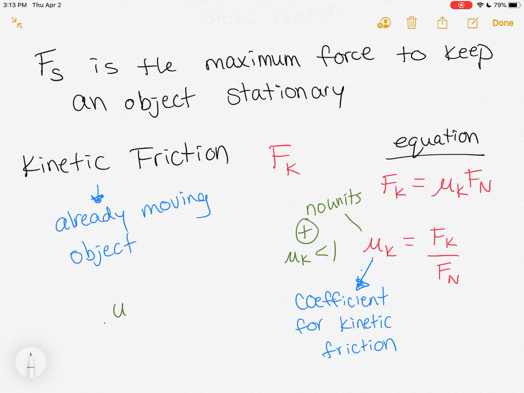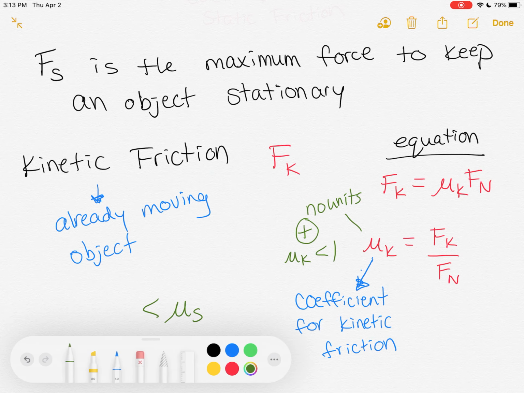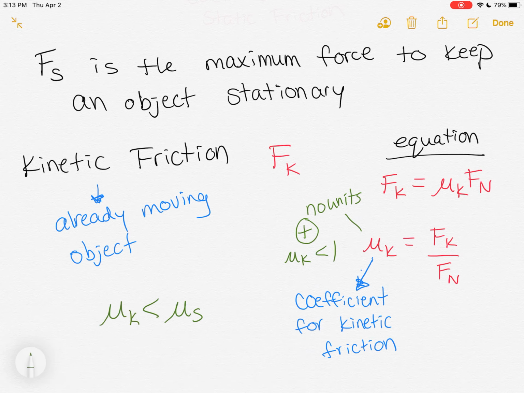And this new parameter is that mu k is always less than mu s. So our value for mu k can never be larger than our value for mu s when we're dealing with the same object and surface. Okay, so if we change the object and the surface, sure, our mu k can be different. But if we are dealing with the exact same object and the exact same surface, the mu s for the object will always be larger than the mu k for that object.